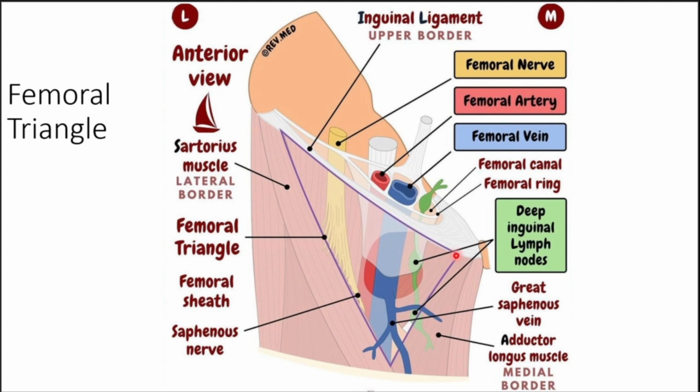The deep inguinal lymph nodes include 1 to 3 nodes that are located medial to the femoral vein. These lymph nodes receive lymph from deep lymphatic vessels associated with the femoral vessels and glands of the penis or clitoris. Also, the deep inguinal nodes drain into external iliac nodes. With that, this completes our discussion of the gluteal region and structures of the human thigh.